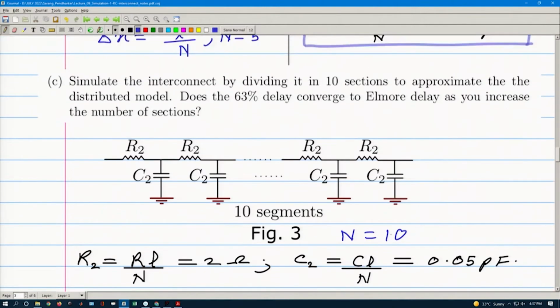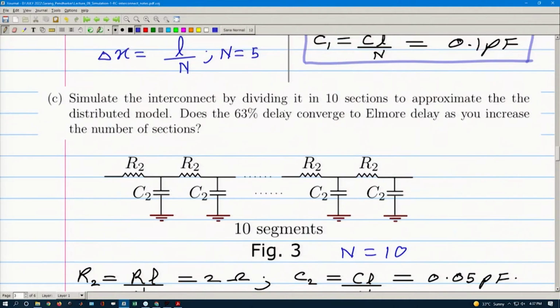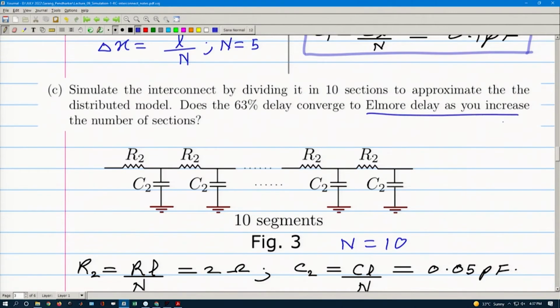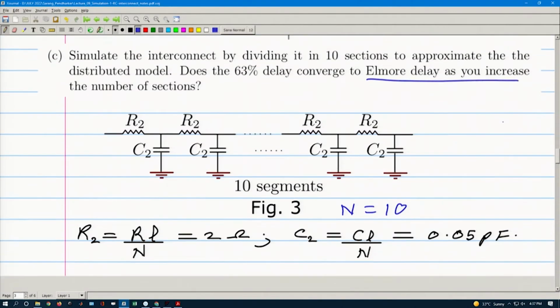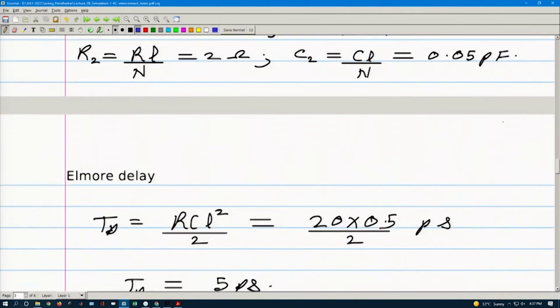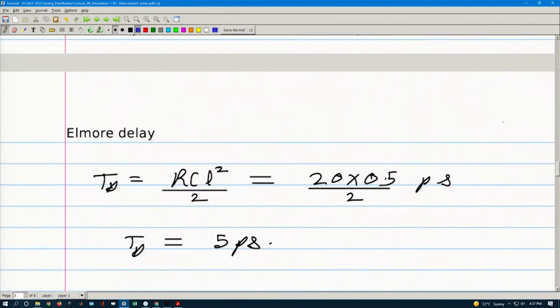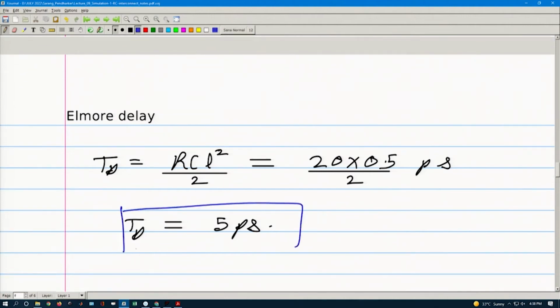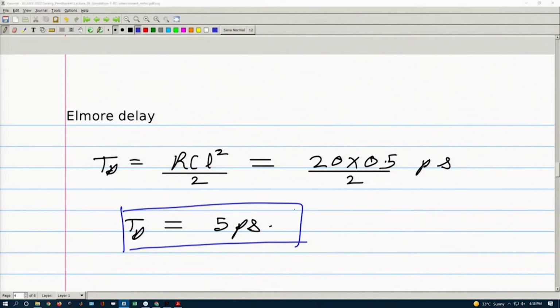Now, what you have to see is that when you divide this into a large number of segments, does this 63% delay converge to the Elmore delay. So, what was your Elmore delay? If we look at the theoretical value, we were getting the Elmore delay as RC L square by 2. If I substitute these values, I will get an Elmore delay of 5 picoseconds. So, let us check whether we get it.